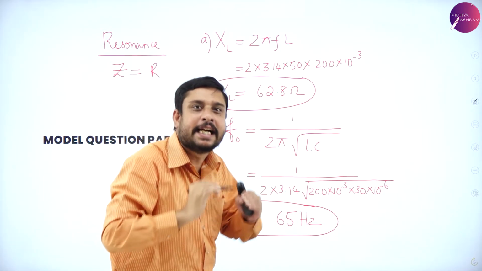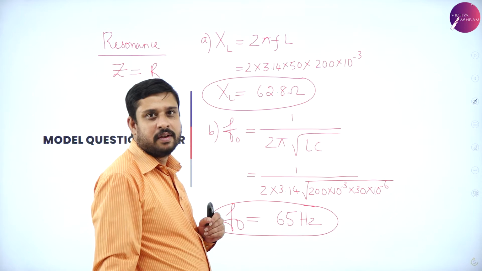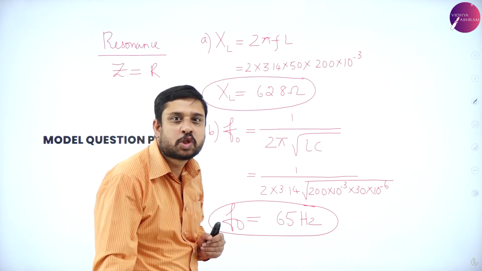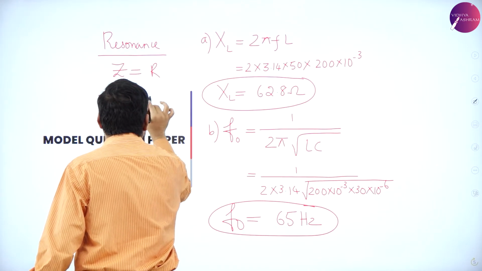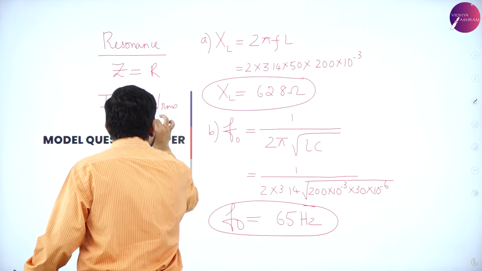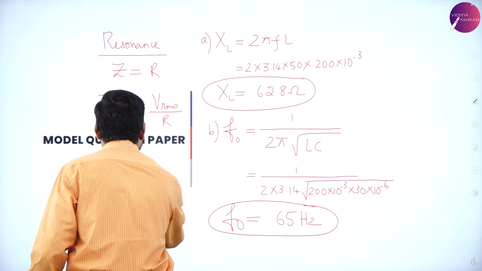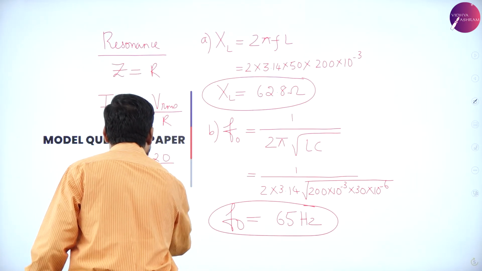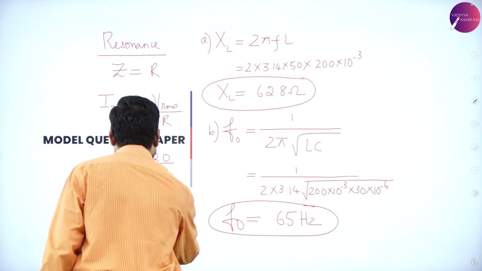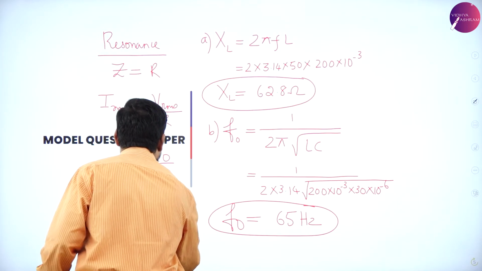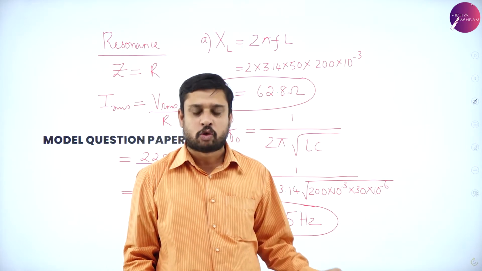The moment you have F0 in the picture, at the resonance condition, Z becomes equal to R, and therefore I RMS is V RMS divided by R instead of Z. So this is 220 by 100, which is equal to 2.2 ampere. So this is the current that is flowing through the circuit.